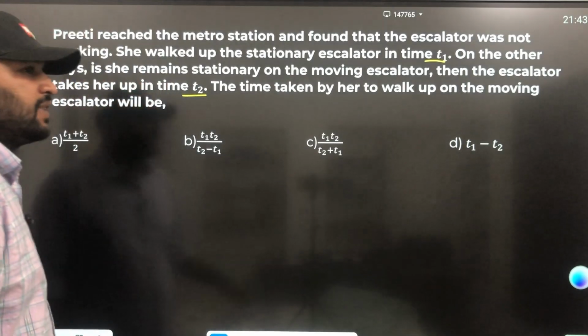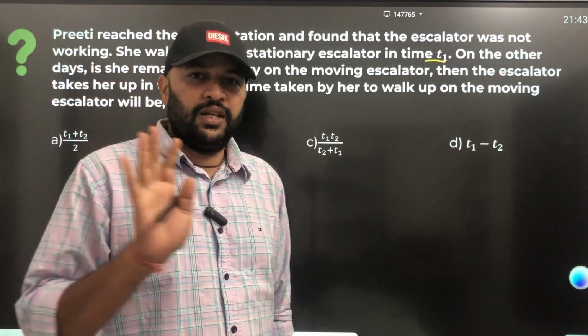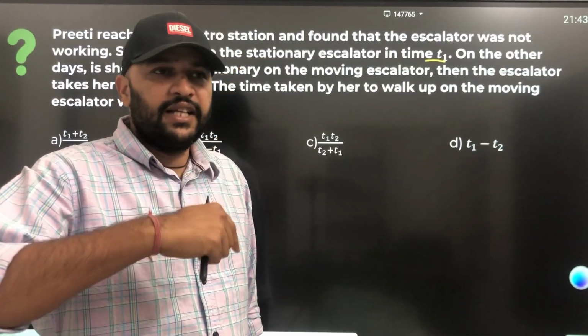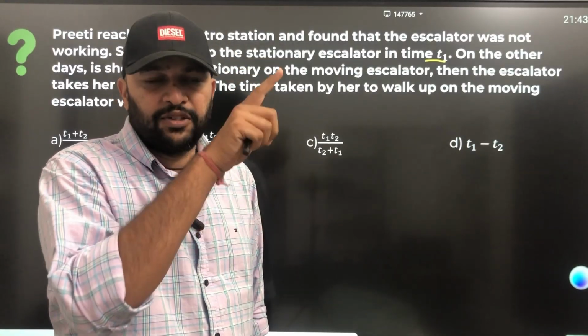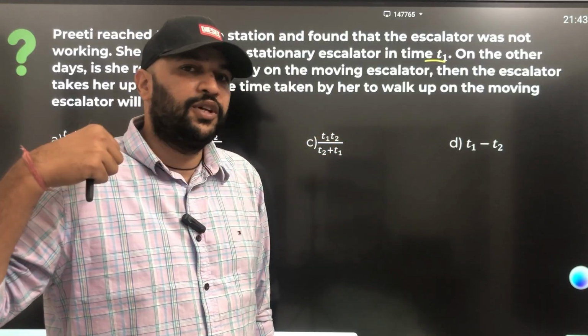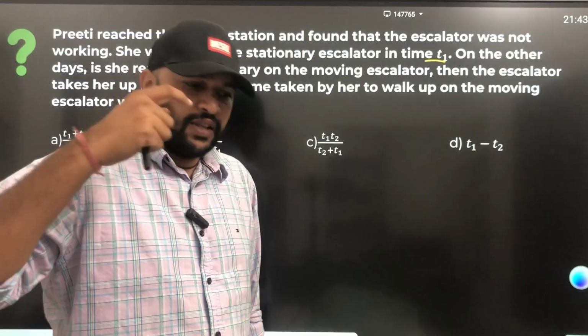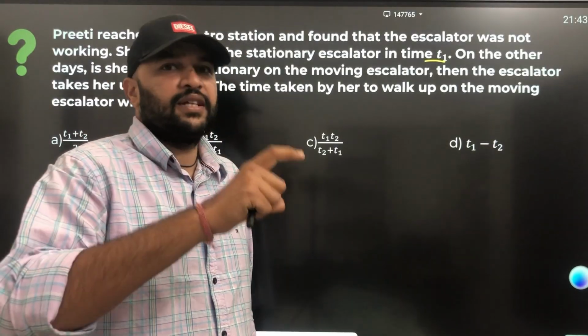Other days, the escalator is working very fine, no issue with the escalator. What happens is, it takes me up. When it takes me up, it has a certain speed. Now, the speed of the escalator is different from my speed. When I am moving up, I have a certain speed. When the escalator is taking me up, it has a certain speed.